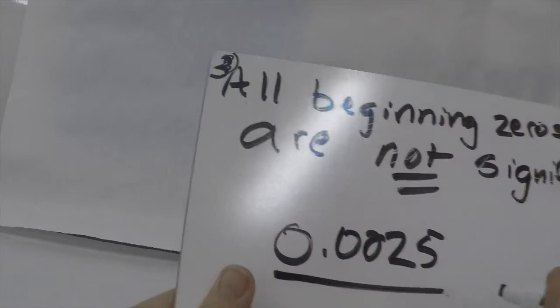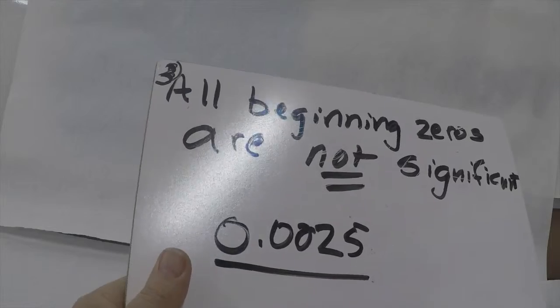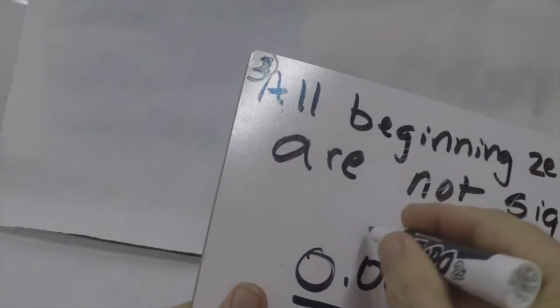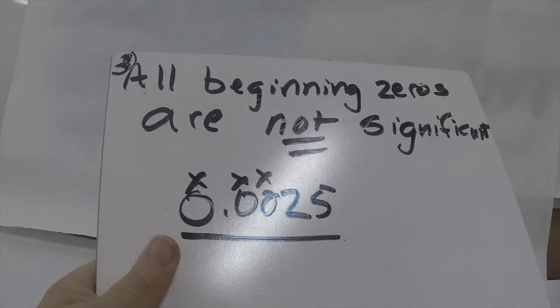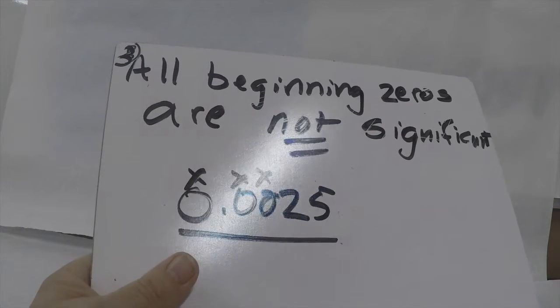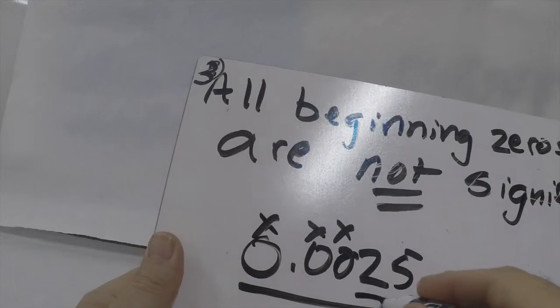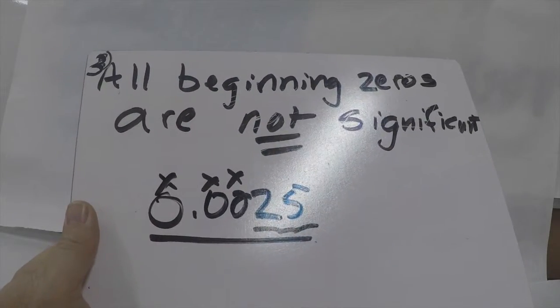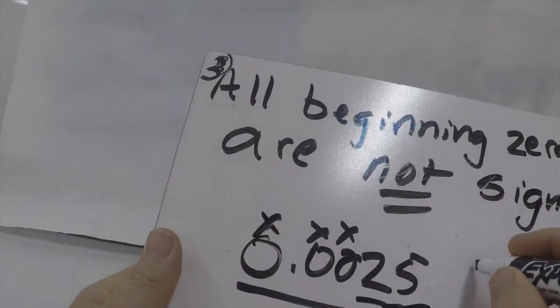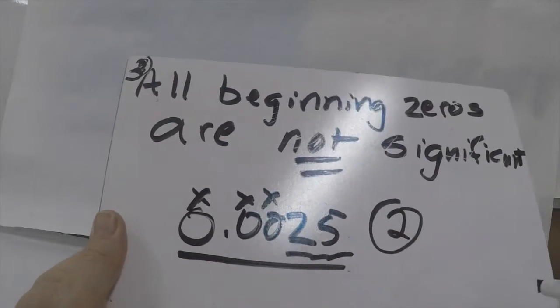So in a number like 0.0025, these zeros are not significant. They are what they call placeholders. They hold place value, and they're only there to let me know that I have a really, really small number. Like that. In this one, for instance, there are 2 significant digits.